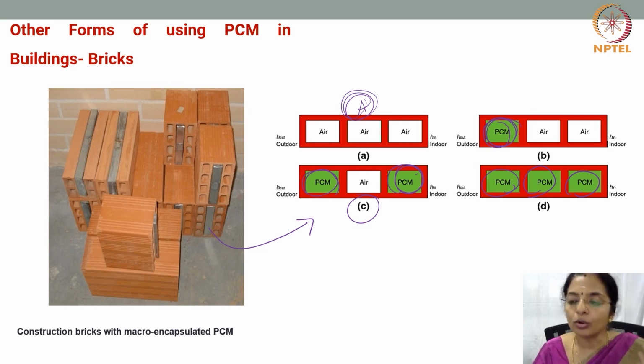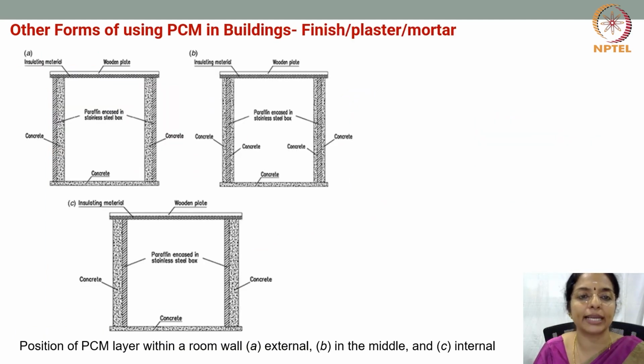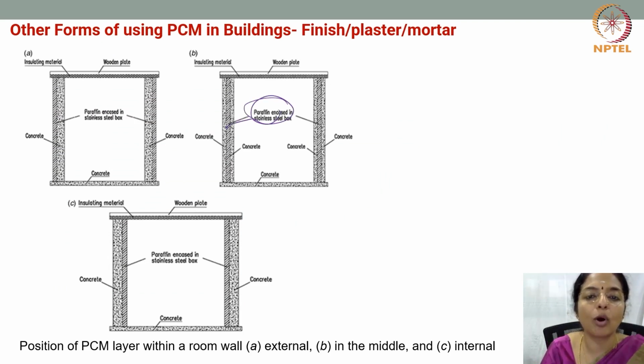Though this topic is primarily on PCM integrated glazing, I thought I'll open up because I'm not going to take a separate class on this. So I'm just trying to tell you that we can use this even in bricks. And then you can use it with finishes like plasters or mortars. You can have paraffin enclosed in stainless steel boxes and so on.